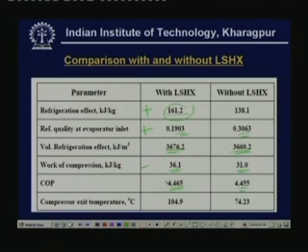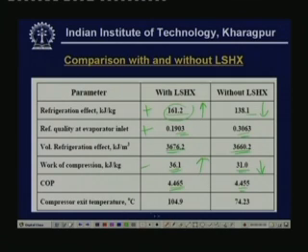This is because COP, as you know, is the ratio of refrigeration effect to work of compression. So, when you are using the liquid suction heat exchanger, refrigeration effect is increasing, and work of compression is also increasing. Without the liquid suction heat exchanger, refrigeration effect is less, and at the same time work of compression is also less. As a result, the net difference between these two is not much.